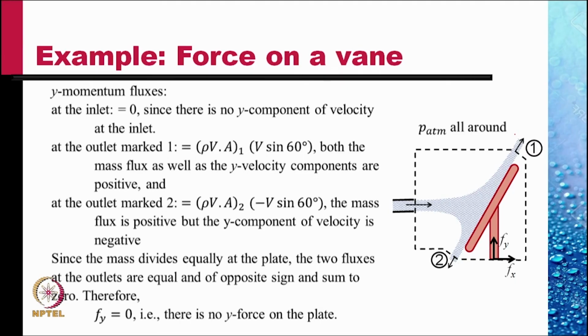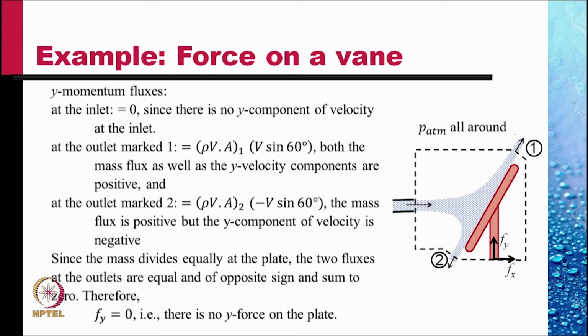At the inlet, the y momentum is 0 because there is no component of y velocity there. At the outlet marked 1, the mass flux is rho VA, positive, and the y component of velocity is v sine 60 degrees in the positive y direction. Both the mass flux as well as the y velocity component are positive, hence this efflux is positive.